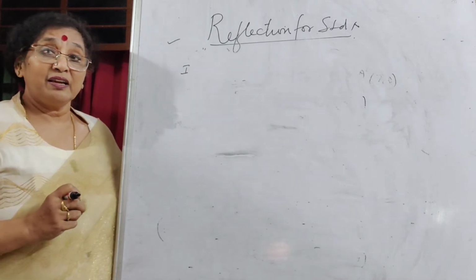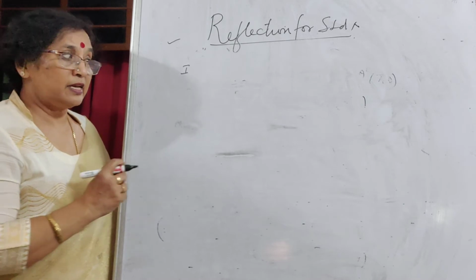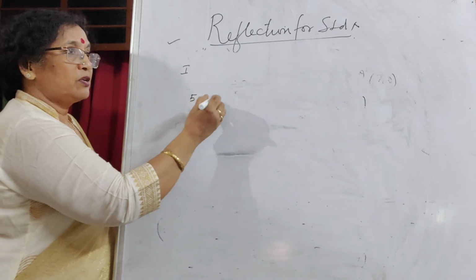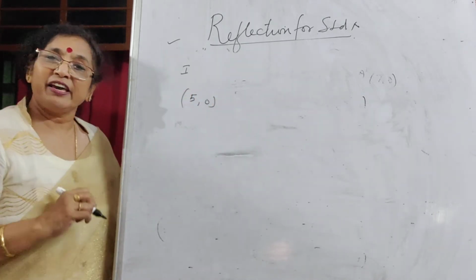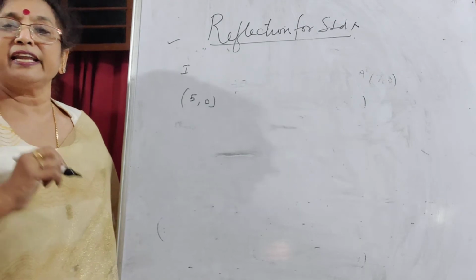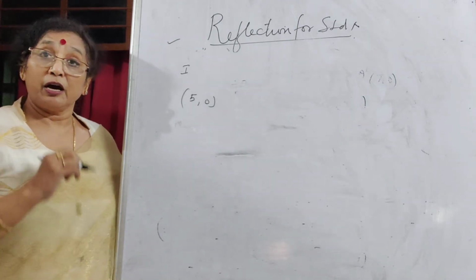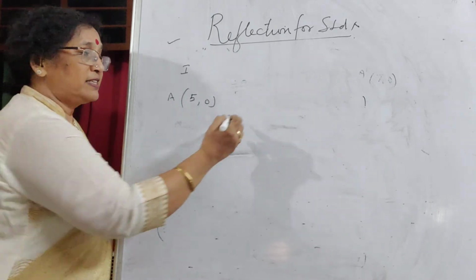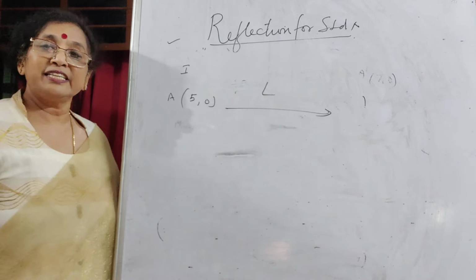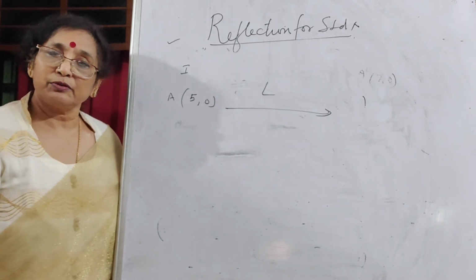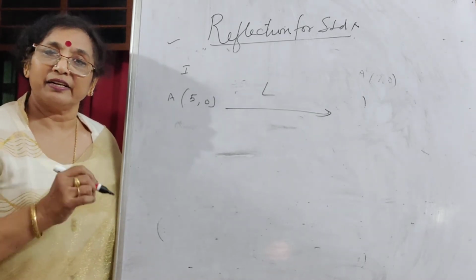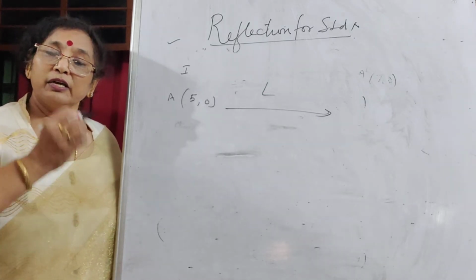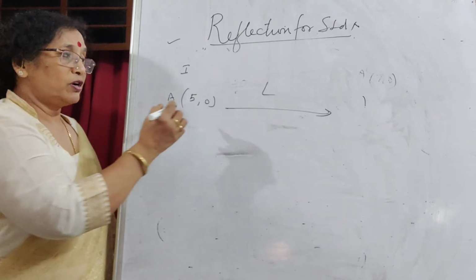Another question which comes in ICSE: a point 5, 0 remains invariant when reflected in a line L. Describe the line. Write it down. What is the meaning of invariant? That means the coordinates do not change. The image and the object's coordinates are the same.